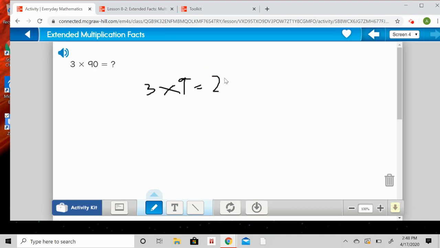So what would 3 times 90 equal? 3 times 90 would equal 270. So if I use my base 10 blocks, I would do 3 groups of 90. You could model it. 90 is 9 tens. So 9 tens, 3 times is 27 tens, or 270. So if 3 times 90 is 270, what do you think 3 times 900 would be?